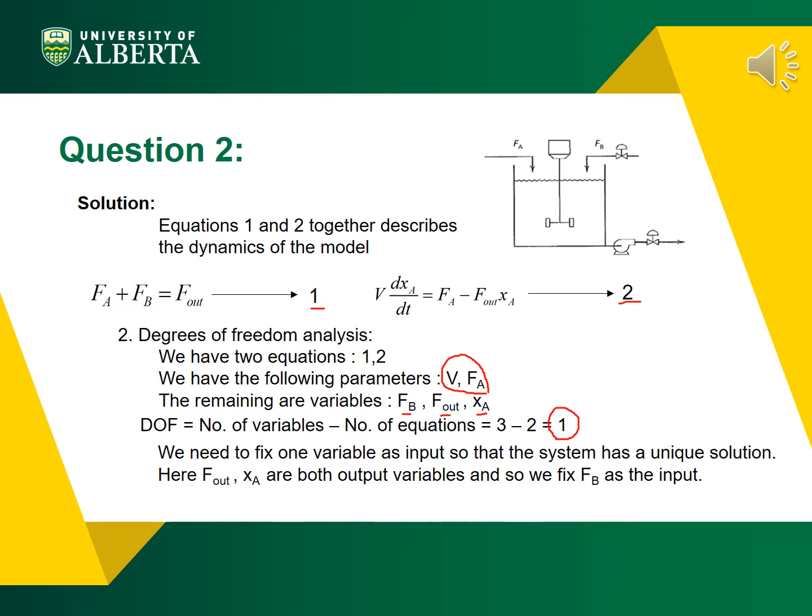So we have to fix one variable as the input to get a unique solution for the system. Here Fout and XA are both output variables, so it makes no sense to fix them as input variables. So the only option for us is to treat FB as the input variable. In that case, if you fix FB as the input variable, there will be only 2 variables remaining, and we have 2 equations, so we'll get a unique solution if you're trying to solve. So this completes the degrees of freedom analysis.